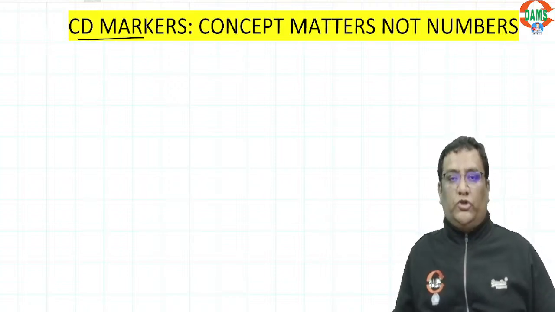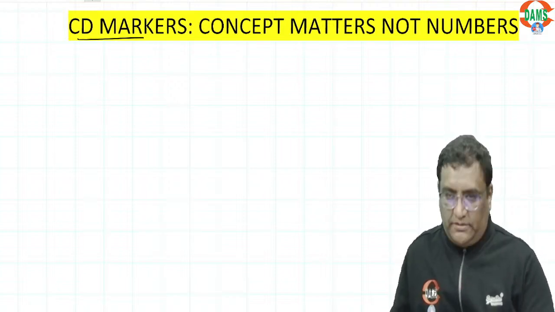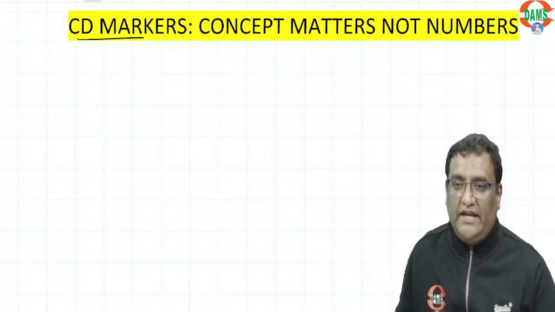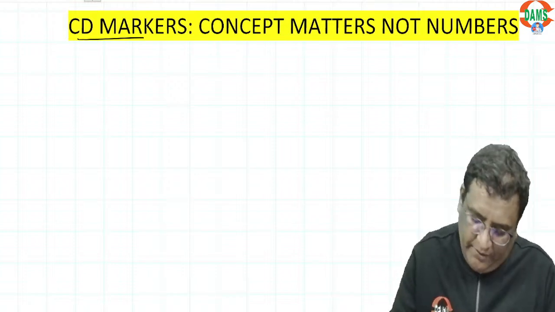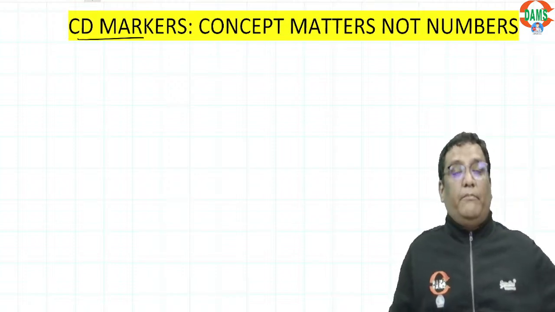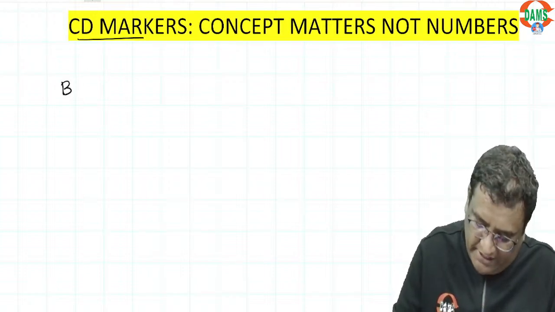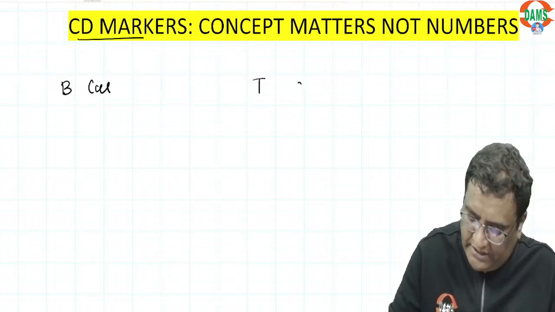Okay, so now let us talk about the basic understanding of the CD markers. Let me talk about the development of your B cells and T cells. So let us talk about B cell development and T cell development.